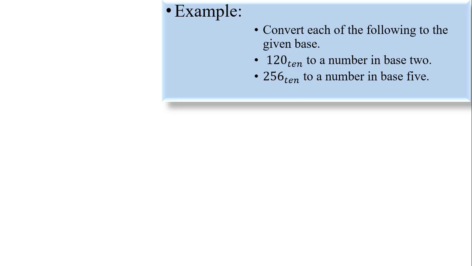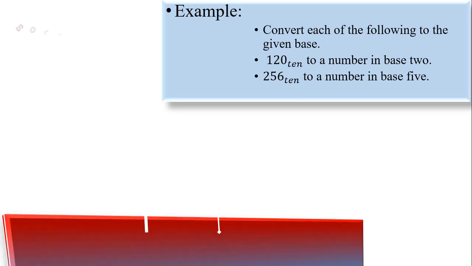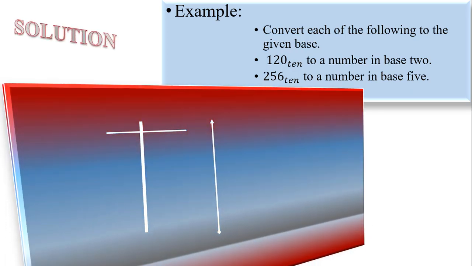All right, let's look at it. The first one, 120 base 10 to a number in base 2. All right, our number is 120 base 10. And the base we are going to is base 2. So we are going to divide 120 by 2, because that is the base we are going to, base 2. So we're going to divide 120 by 2.